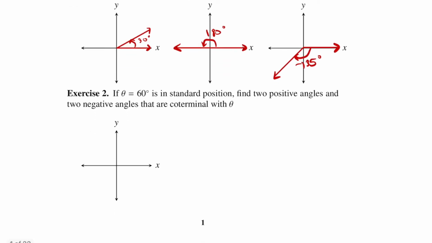All right, the next exercise is telling us that theta is 60 degrees in standard position. Find two positive angles and two negative angles that are coterminal. This word coterminal just means that it lies in the same position as the original angle. So what we can do is just add 360 degrees and we'll be right back in the same position. So let's draw 60 degrees first. 60 degrees is approximately about right here, quadrant 1.